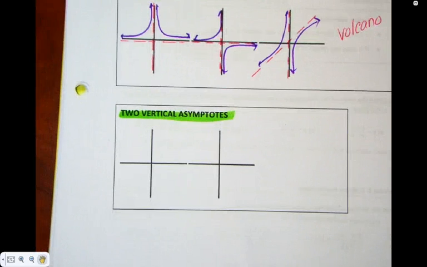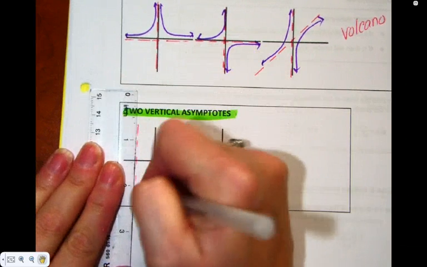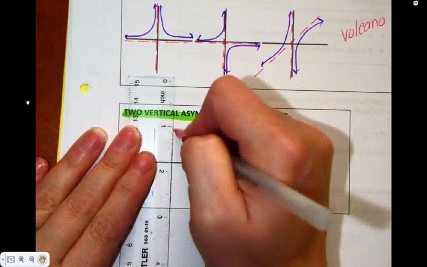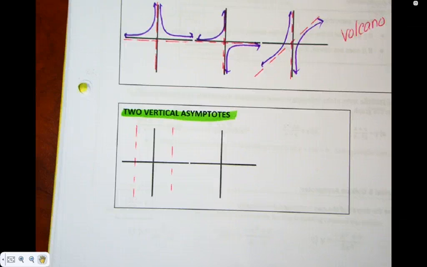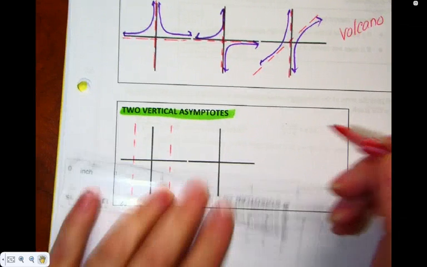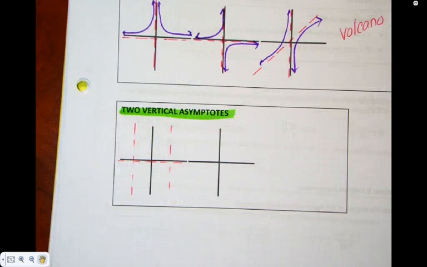Then you looked at two vertical asymptote graphs, which are my favorite graphs in the entire world. That's where there's one on the left and a symmetric one on the right. And again, we didn't really talk horizontal, but there ends up being one at the x-axis here.